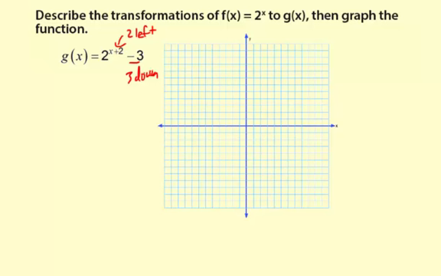So really, those are the transformations to describe. So I could write translation 2 left, 3 down.